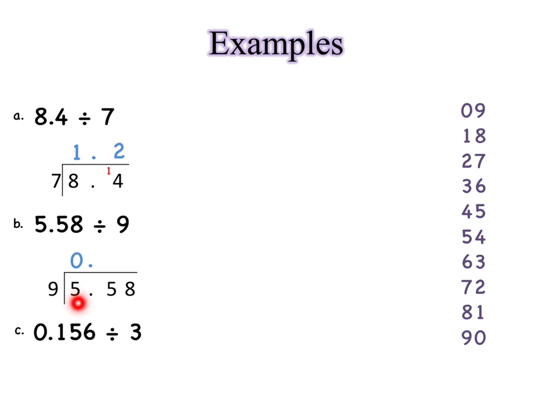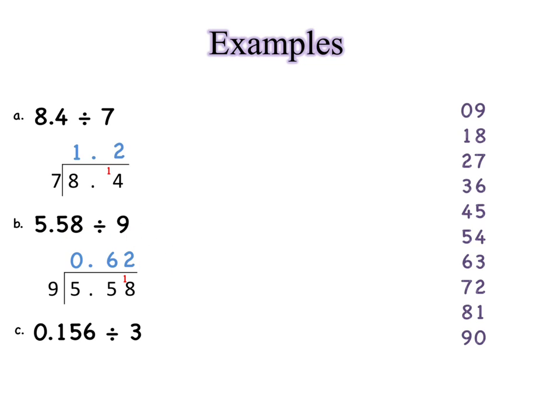So 9 goes into 55. Let's have a look. I got 54. That's close enough. So 1, 2, 3, 4, 5, 6 times. So 9 goes into 55 6 times, but because it was 54, I have a remainder of 1. Then 9 goes into 18. Have a look on the table. Twice. And there we go. So 5.58 divided by 9 is 0.62.